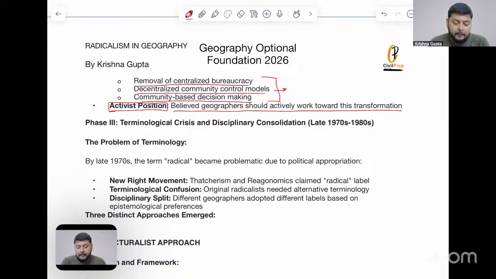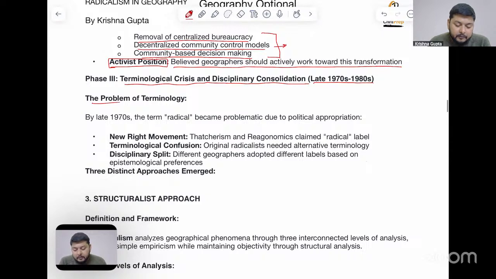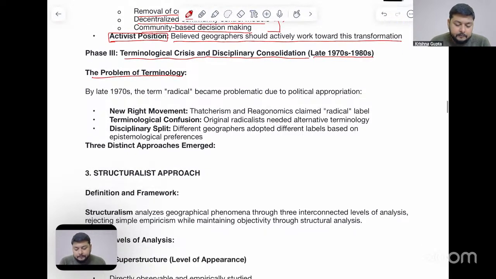Okay. Now, the terminological crisis and disciplinary consolidation, that is late 1970s to late 1980s. So the problem of terminology: by the late 1970s, the term radical became problematic due to political appropriation.